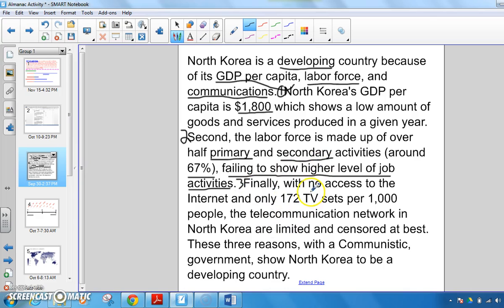Finally, no access to the internet. I list 172 TVs per 1,000. But then I explain it, and not just saying the telecommunication network is weak, but that it's got a limited and censored at best. So these 3 reasons with a communistic government show North Korea is a developing country. And there's my close right there.